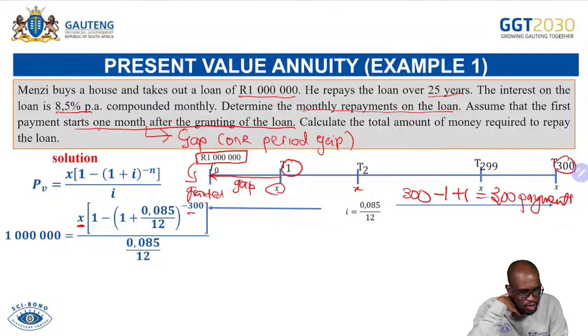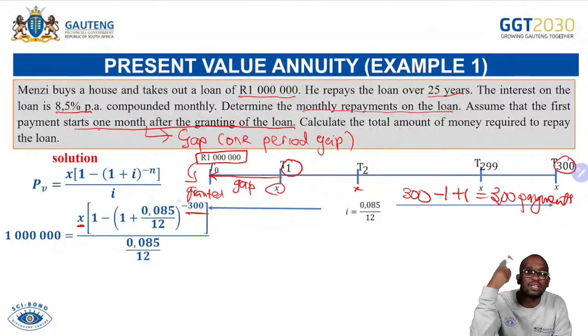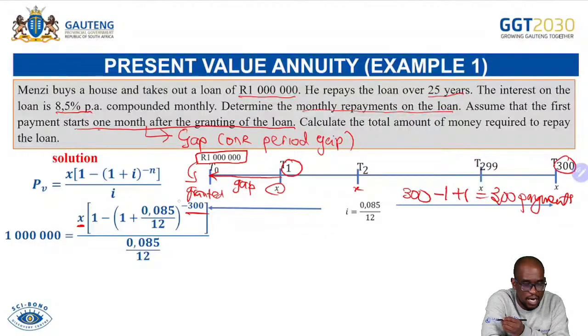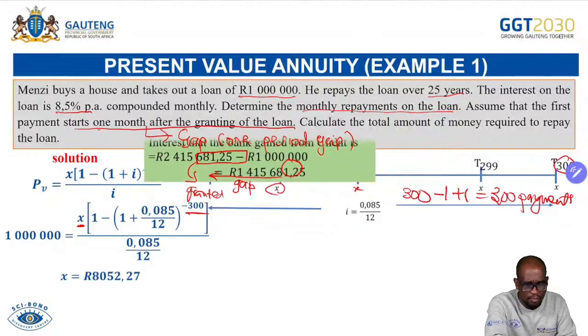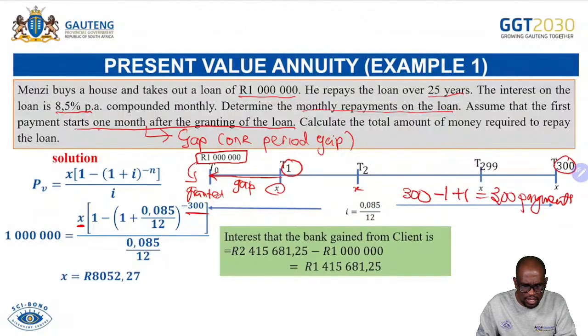All right, so that's where the 300 comes from, but from the formula it should be negative because this is reducing balance. Okay, and then the fractional interest rate there, then we calculate X, we get that Menzi should be paying 8,052 rand 27 cents every month to be able to settle this loan. All right, so that's what we have there. I'm moving on. All right, that's just a basic problem. Let's check the interest now, just for interest's sake. You see the repayment.